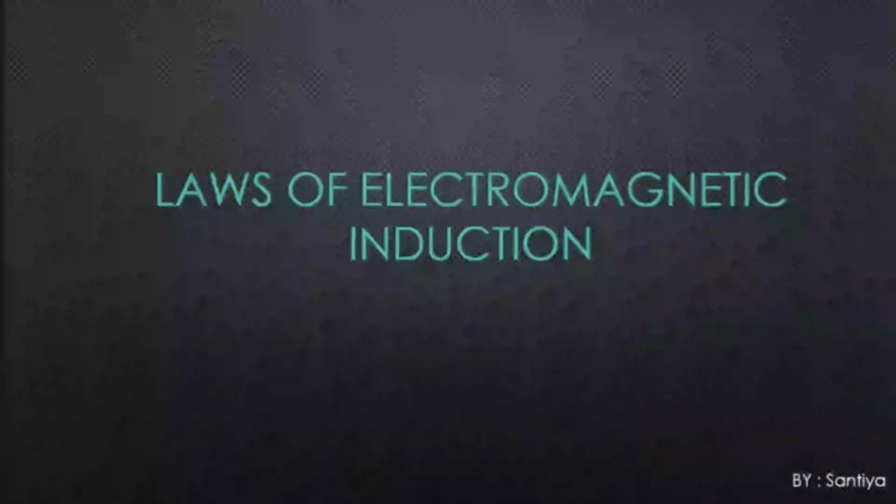Hey guys, today we're going to talk about the laws of electromagnetic induction. So, what is electromagnetic induction? It occurs whenever the magnetic field through a conductor changes. It can be due to a conductor moving through a magnetic field or a conductor being in a fixed position with changing magnetic fields due to AC circuits. So, both of these scenarios induce EMF.